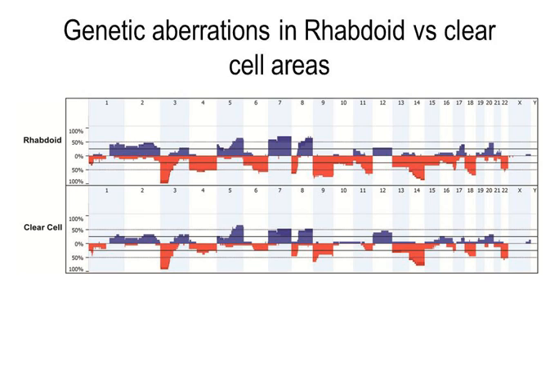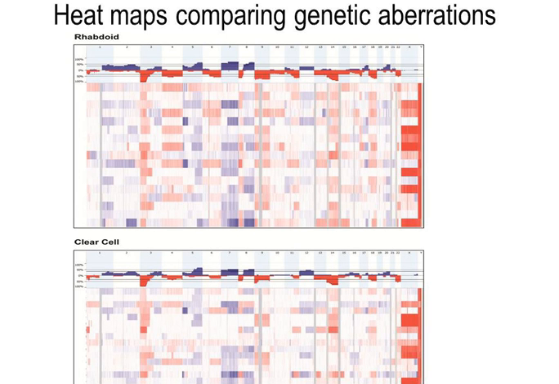So this is how it looks. It's very easy to just appreciate. This is all the patients put together. So you see in rhabdoid cell areas, you can see that the copy number alterations are much more aggressive as compared to clear cell, and it becomes very obvious when we go and look at individual cases.